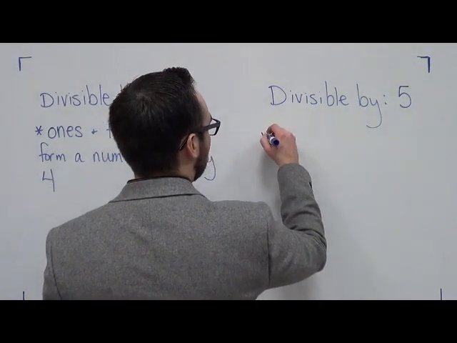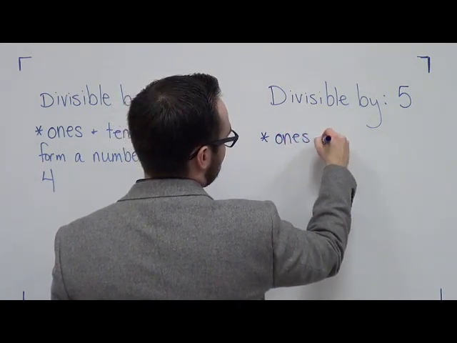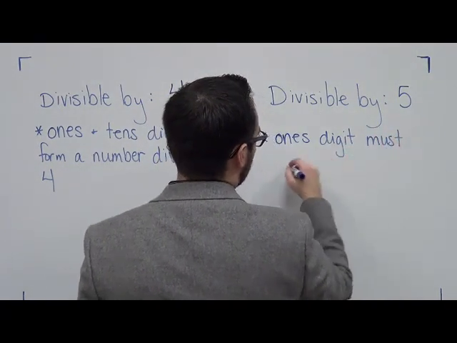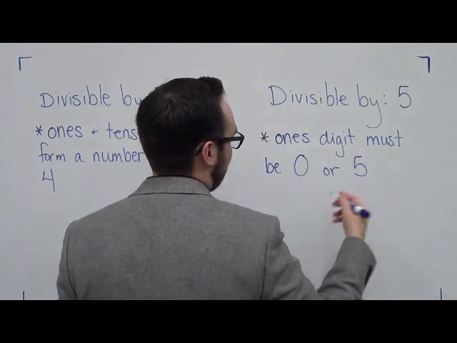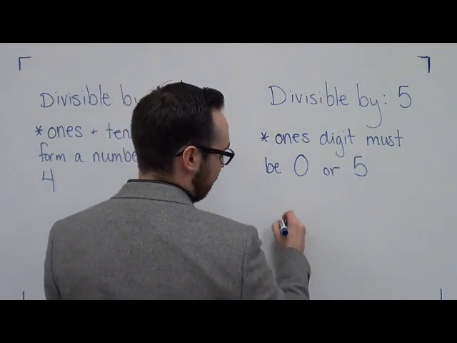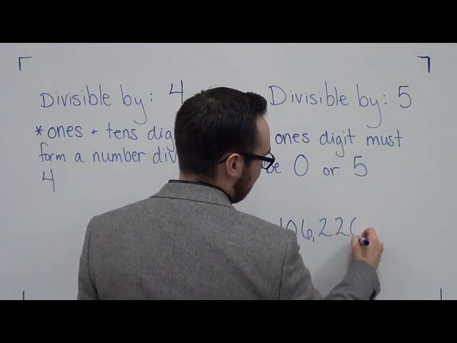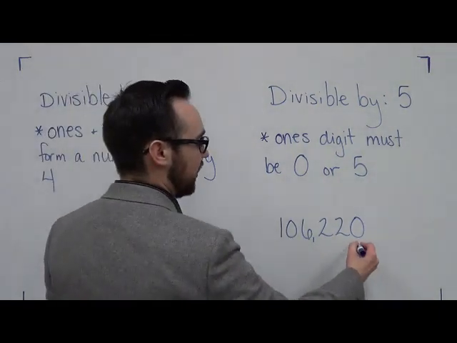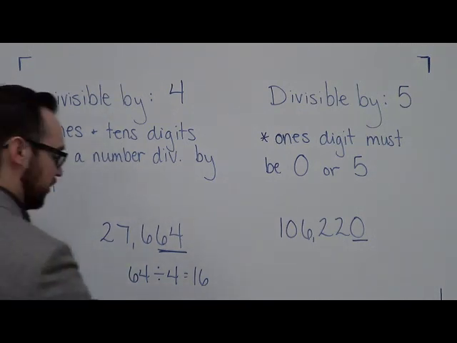Divisible by 5, the ones digit must be 0 or 5. So that's simple enough. So if I have 106,220, it ends in a 0, so we know this whole thing is divisible by 5. So that one I think most of you are probably familiar with.